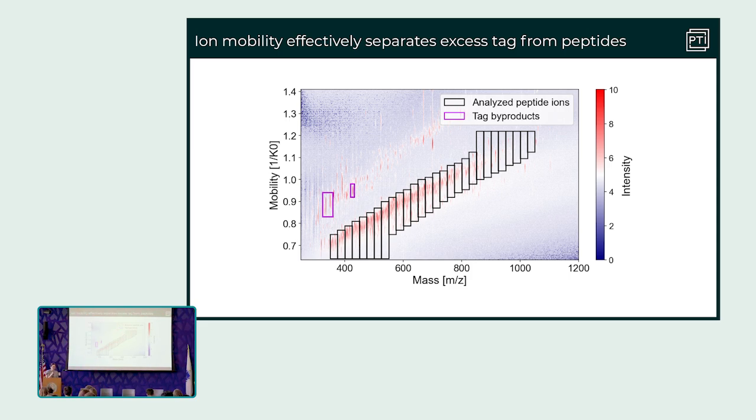And we did this on both our Thermo instruments with FAIMS and our timsTOF SCP with trapped ion mobility. And this figure shows us that we're able to isolate our peptide ions separately from the tag byproducts, allowing us to analyze all of the peptides that we're interested in without analyzing our tag byproducts.